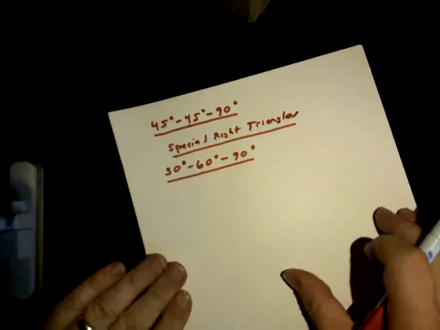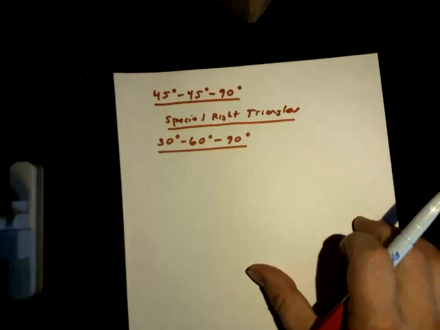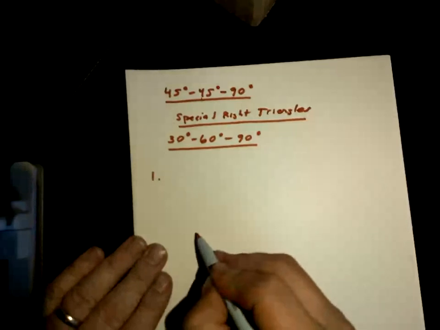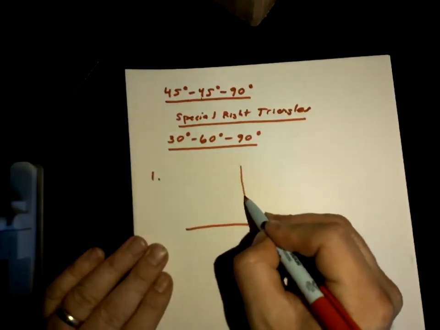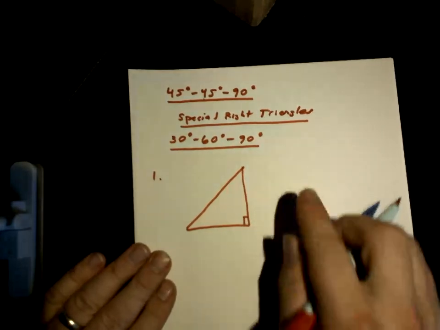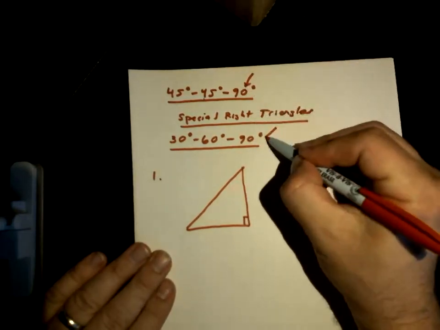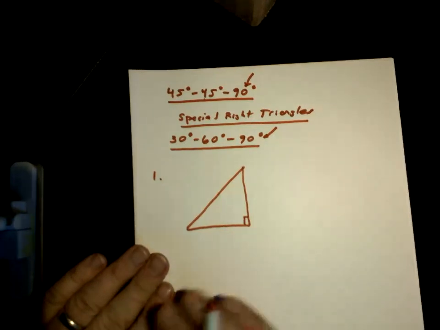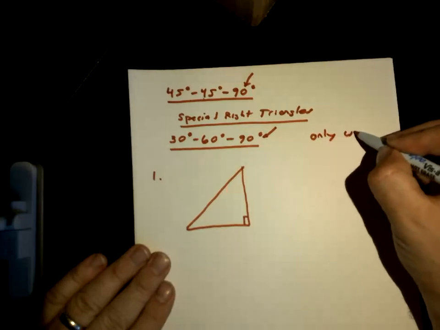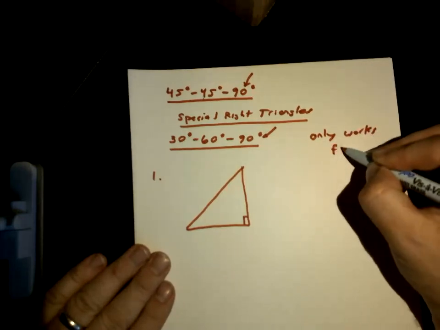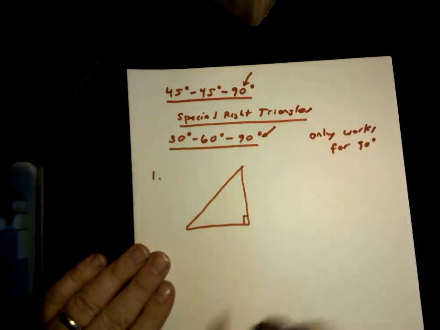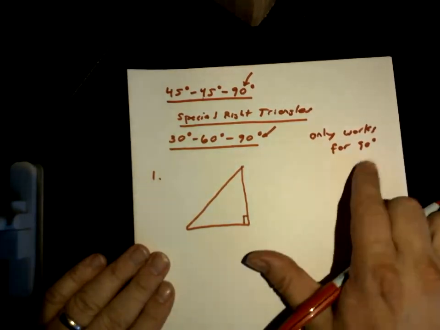So let's go through a couple of examples, and hopefully this will help you understand what you have to do here. On number one, let's say you have a triangle like this, and I'm going to give it to you with a 90 because this angle has to be 90 degrees in order for this to work. So this only works for 90 degrees. You might want to note that because that's very important to have under your belt.